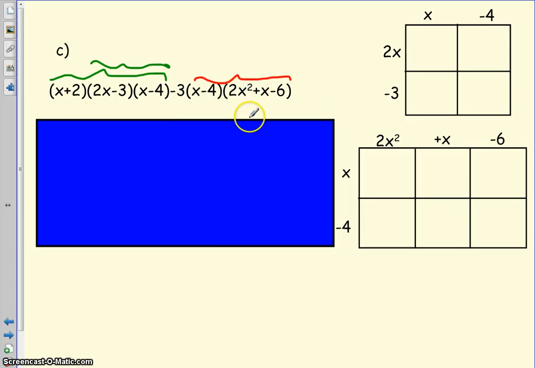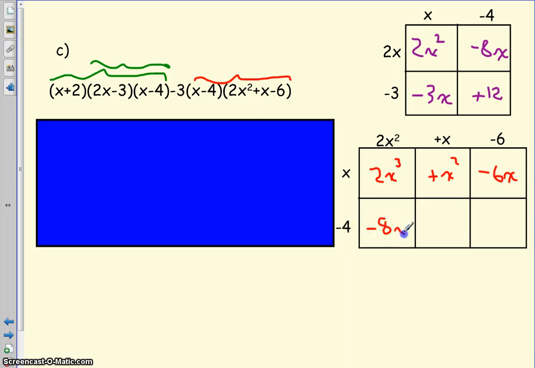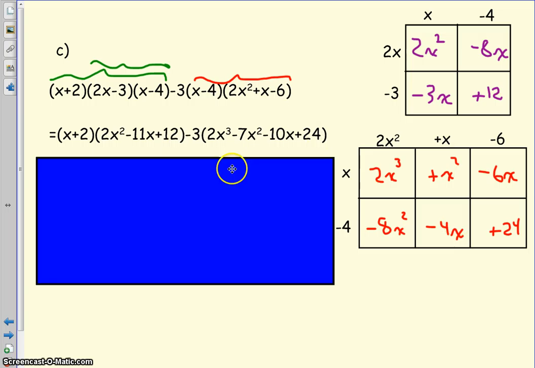So I'm going to start by filling in these arrays here. I'm going to get 2x squared minus 8x minus 3x plus 12. And in the second multiplication here, I'm going to get 2x cubed plus x squared minus 6x. Down here for the bottom row, I get minus 8x squared minus 4x and plus 24. Once I simplify what's inside the array here, I get 2x squared minus 11x plus 12, which you can see over here. And I get 2x cubed minus 7x squared minus 10x plus 24, which I see over here.